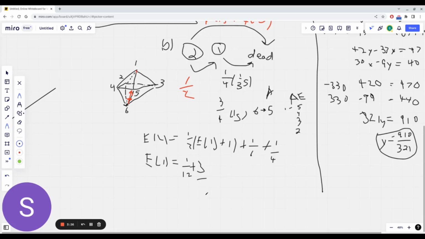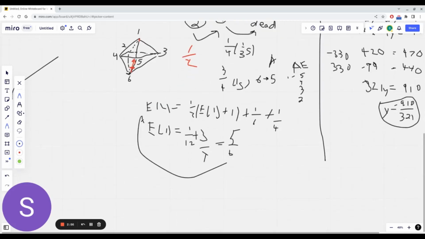So 1/12 plus 3/4 is simply 5/6. So now that we know E1 is 5/6, we will just do some plugging it in to our other equation.